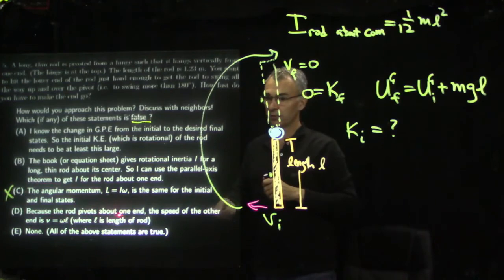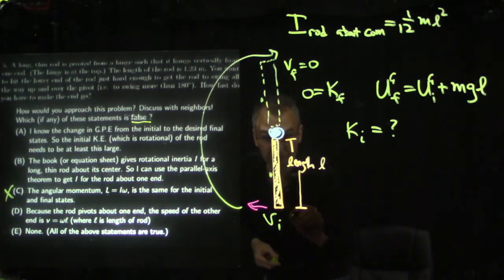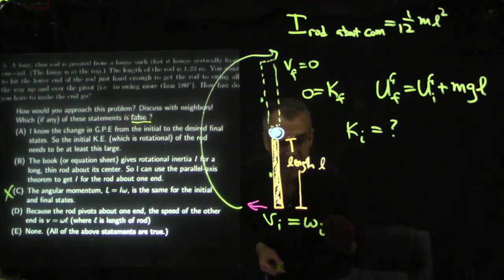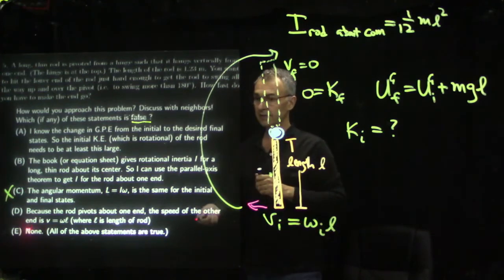Because the rod pivots about one end, the speed of the other end is v equals omega L, where L is length. Oh, that's very interesting. That's true. So this is omega times L. Well, that's good to know. Okay, yeah. So the only statement that's false is C, Charlie.